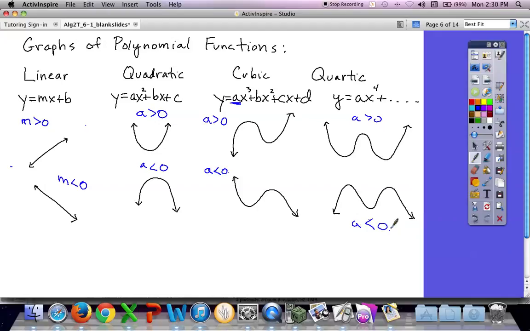Just following the pattern, what do you think would be a quintic? How many turning points do you think we would get for a quintic? It could be 4 turning points, right? And would it be more similar to a quartic, or would it be more similar to a cubic? To the next lower odd function, right? A quintic would go like that, right? 1, 2, 3, 4 turning points.